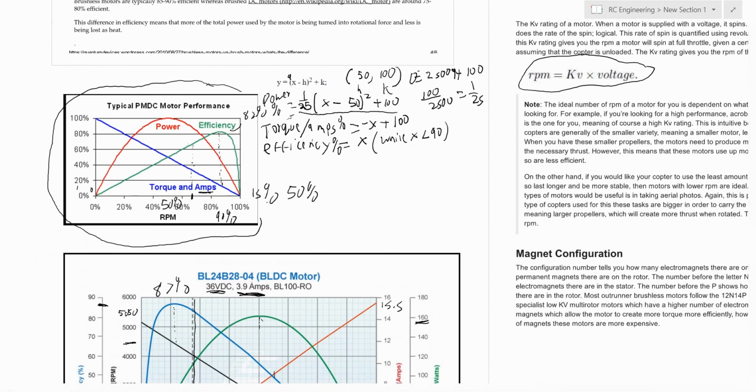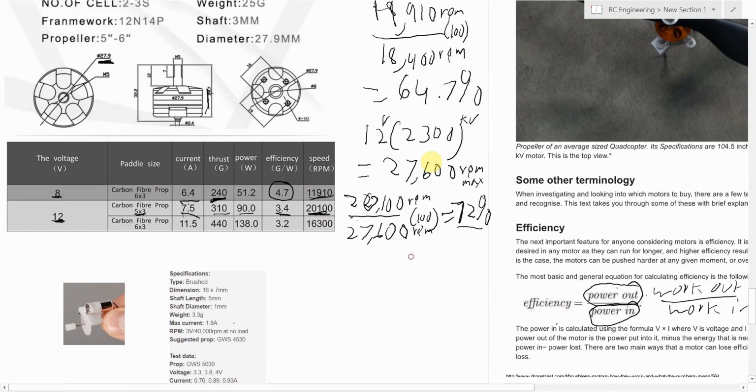Let's go to our rule of thumb graph. And we should be somewhere around here. So let's go ahead and look at this. And we notice that we are actually more into the efficiency curve than normal. So why is our efficiency lower? Because this efficiency is said to be 3.4 grams per watt.